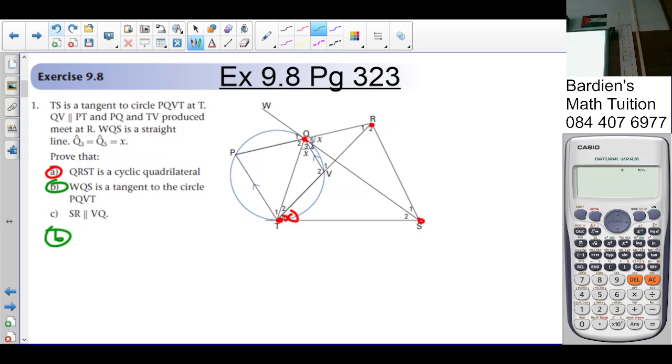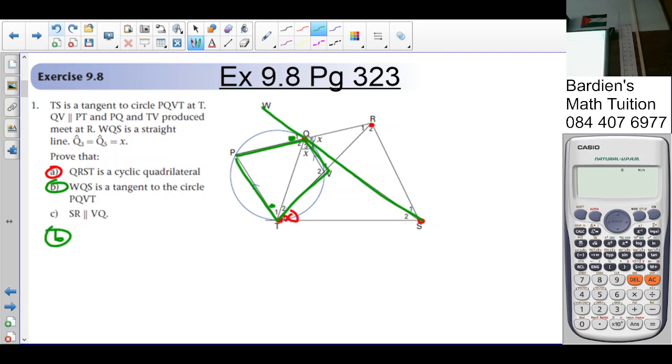What is a W? WQS is a tangent to the circle PQVT. People, if that is a tangent, what do we know? Angle Q1 has to be equal to angle T1. Why? Tan chord theorem. Now we're going to try and prove that that is the case.